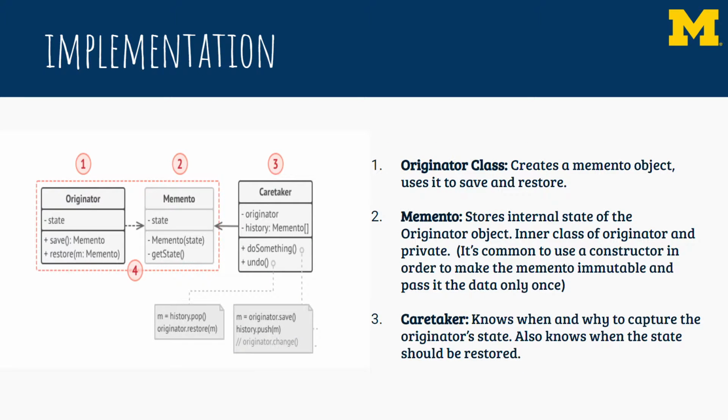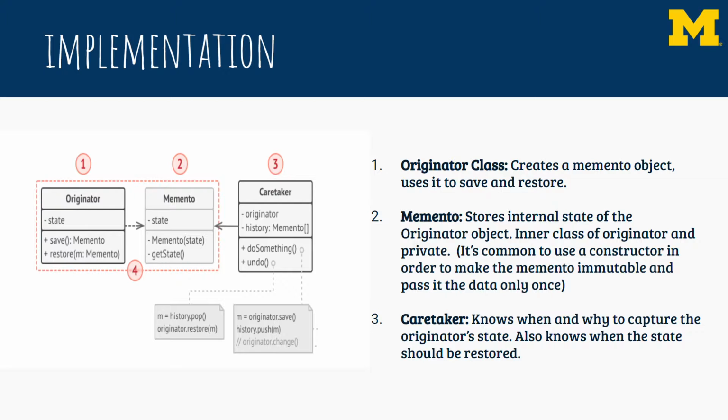So the implementation. This is just a very generic UML class diagram, but it basically has the main three classes: the originator, the memento, and the caretaker. The originator class creates a memento object and uses it to save and restore. Then the memento entity stores the internal state of the originator object, as a private inner class of the originator.